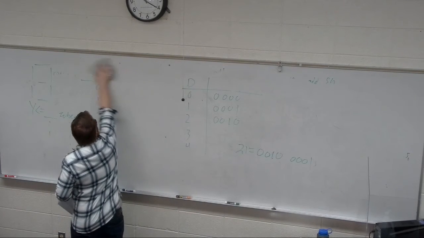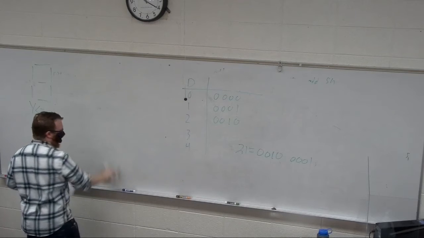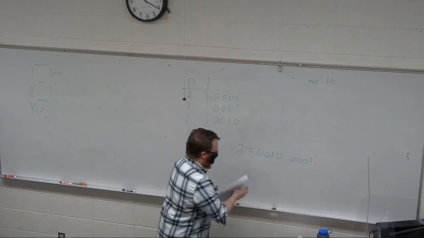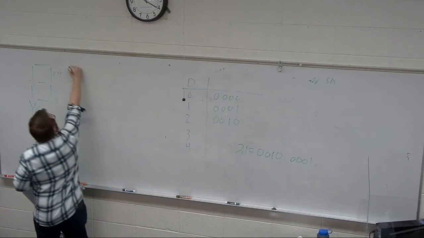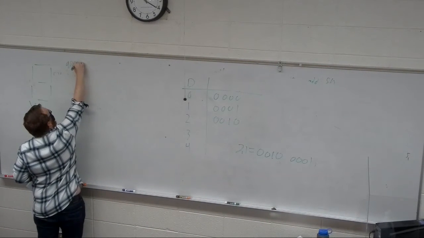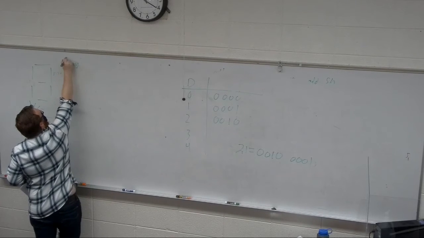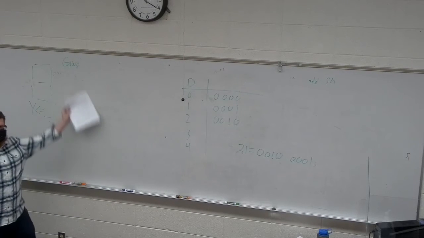The other encoding that we really, really like is called gray code. Gray code is spelled with an A and technically a capital G because it's named after some dude with the last name of Gray.